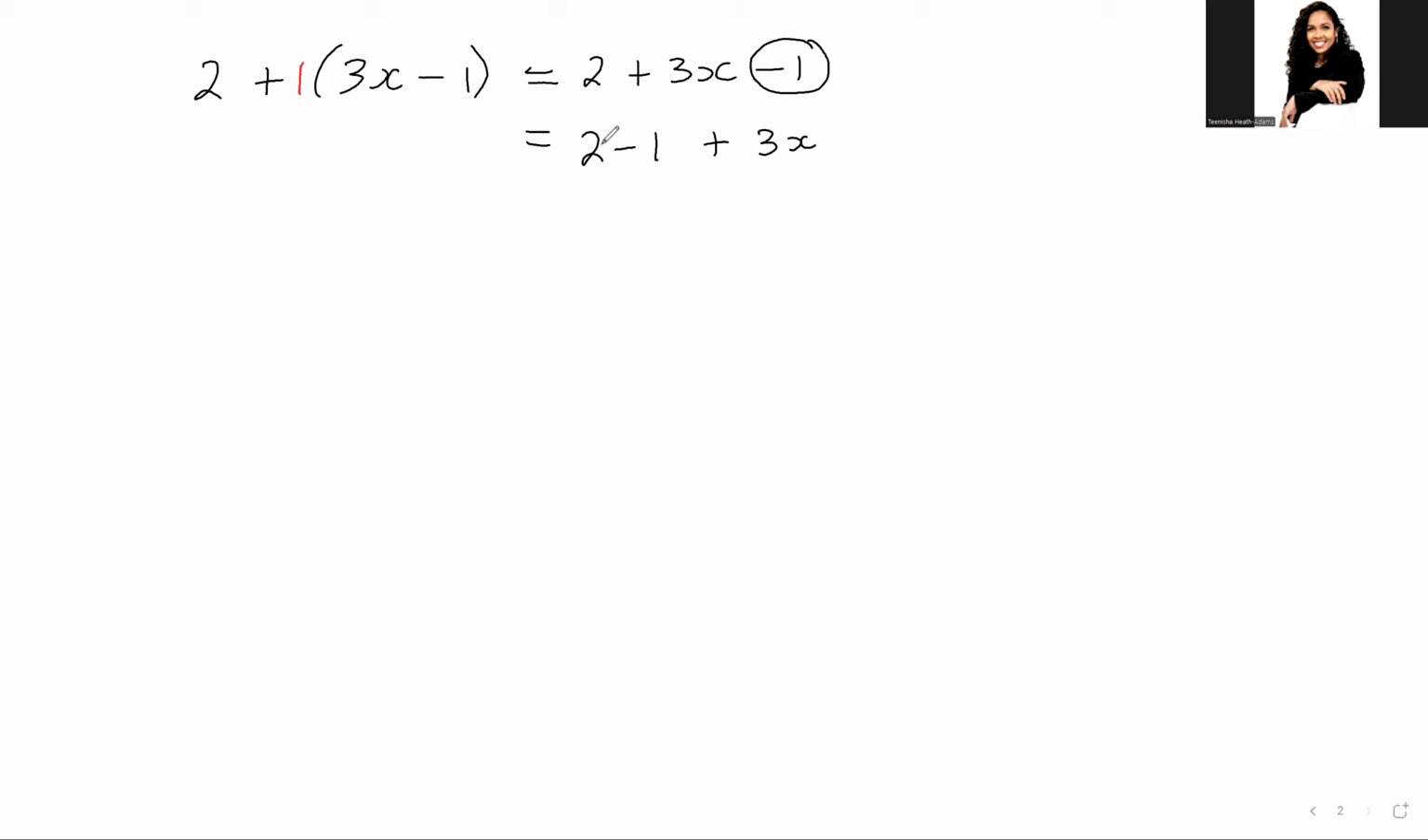But that's not the case here. I'm simply grouping my like terms. So 2 take away 1 is 1. I don't have any like terms with x, so it will just be 1 plus 3x.